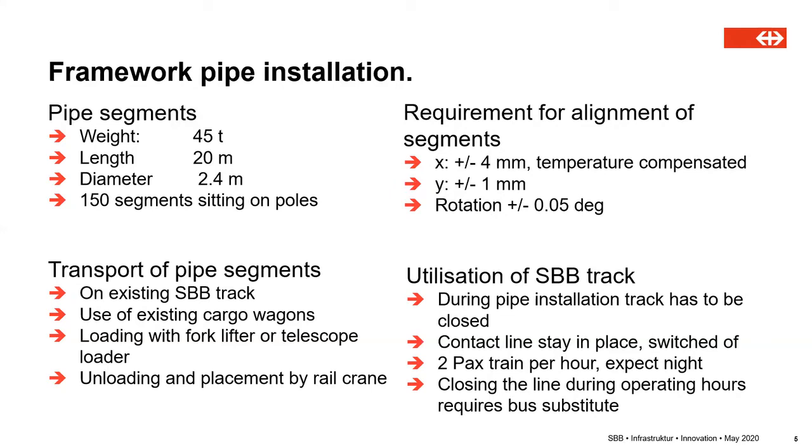For the pipe segment, we have decided to use the parallel running SPB line. This helps to transport the 45-ton heavy concrete tubes. We will use existing cargo wagons, which normally are used for container transportation because they have the lowest platform of the regular wagons. Loading the wagons will be done either by forklift or telescope loader.